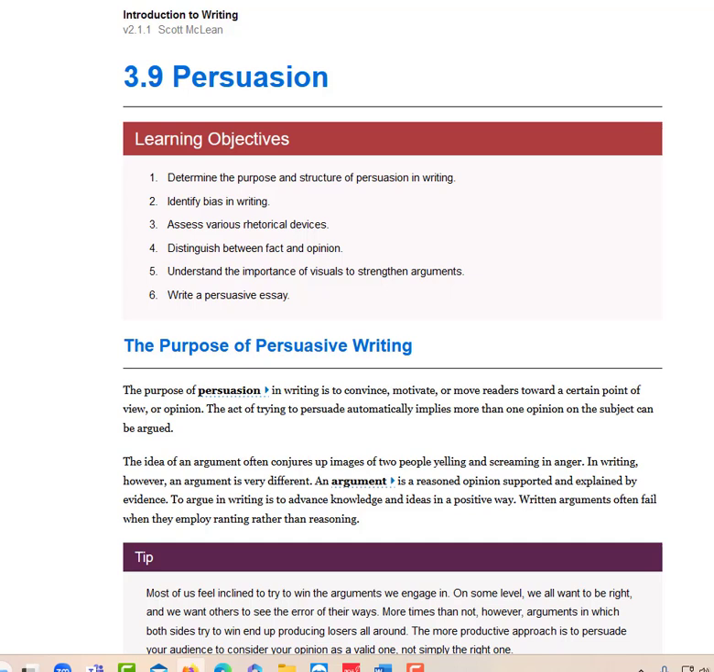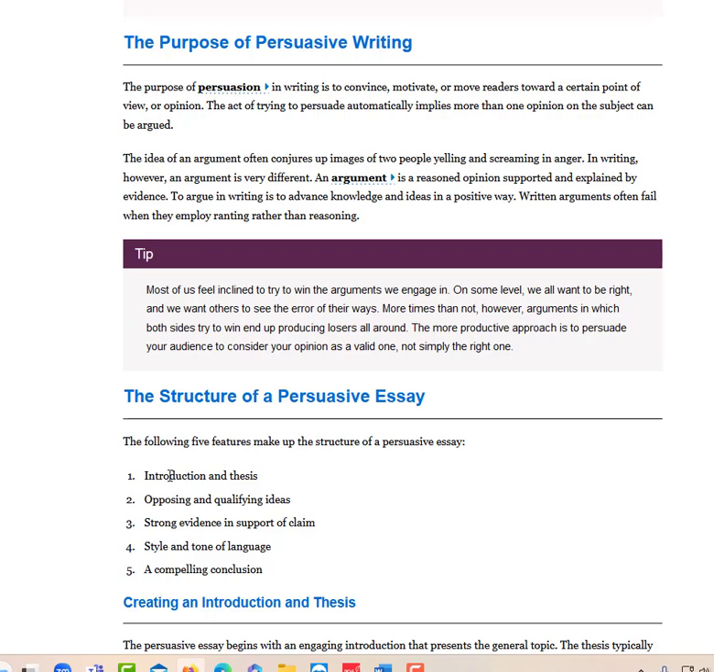Written arguments often fail when they employ ranting rather than reasoning. Most of us feel inclined to try to win the arguments we engage in. On some level, we all want to be right, and we want others to see the errors of their ways. More times than not, however, arguments in which both sides try to win end up producing losers all around. The more productive approach is to persuade your audience to consider your opinion as a valid one, not simply the only one. The structure of a persuasive essay.